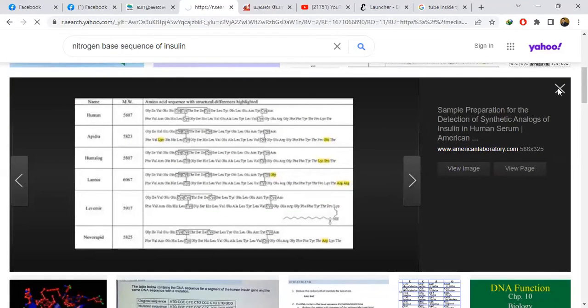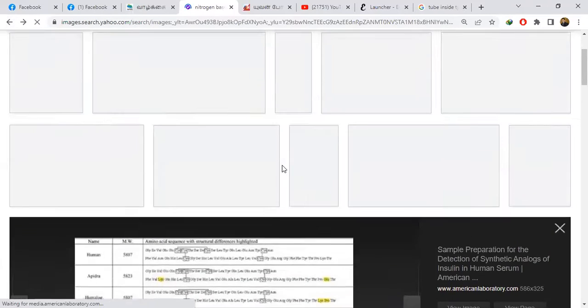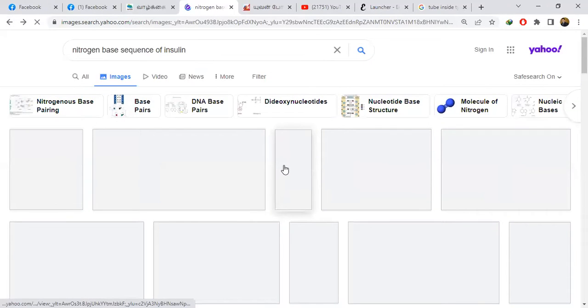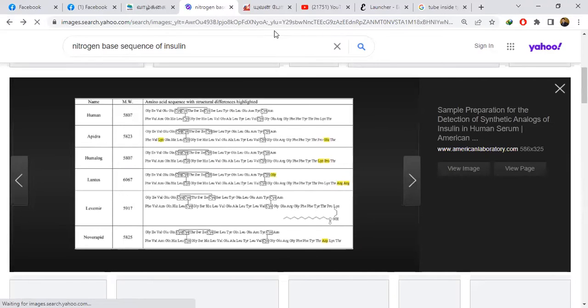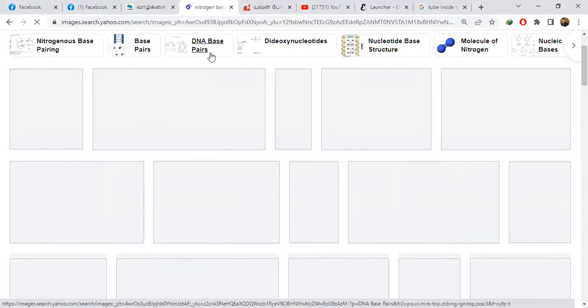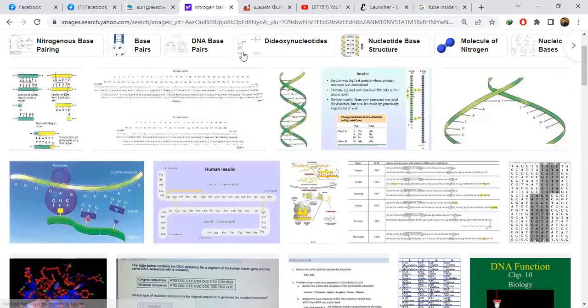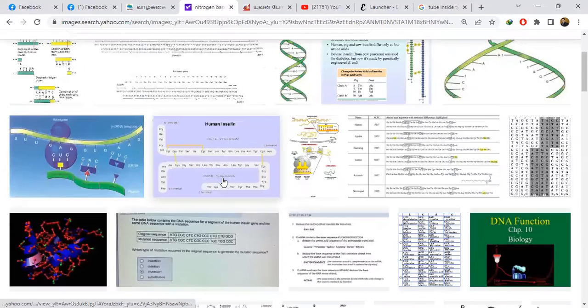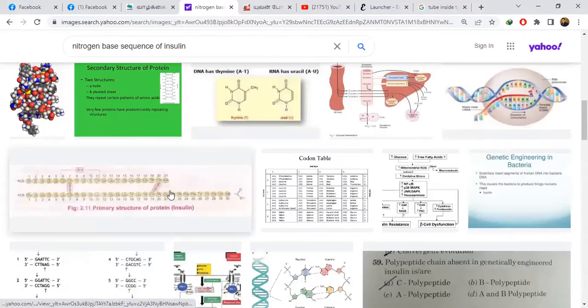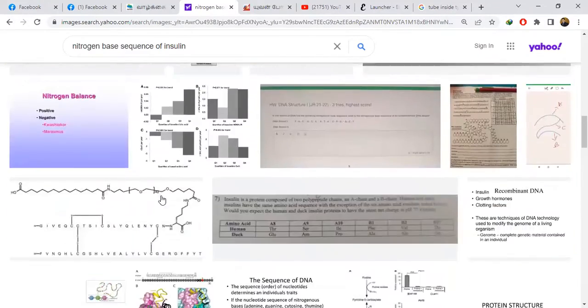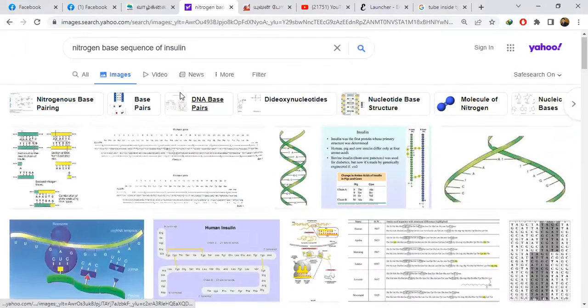the nitrogen bases are nearly 150. How many? 150. You might think, sir, only 4 are there. No, how is it 150? They are repeating. Understood? They go again and again.